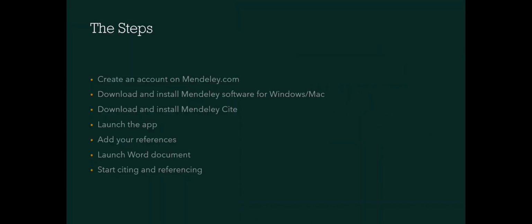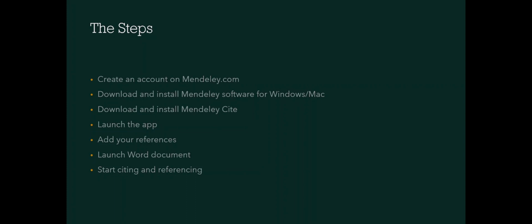There are some steps that you need to follow. The first thing is you need to have an account with Mendeley. So you create an account, I'm going to show you that. You create an account, you download and install the Mendeley software. If you are using Windows or Mac, you just download the one that is for your operating system. Then there is Mendeley Cite. The Mendeley Cite is like a plugin that connects the Mendeley software to your Microsoft Word. So you need to also install that. You can also download that on the Mendeley website.